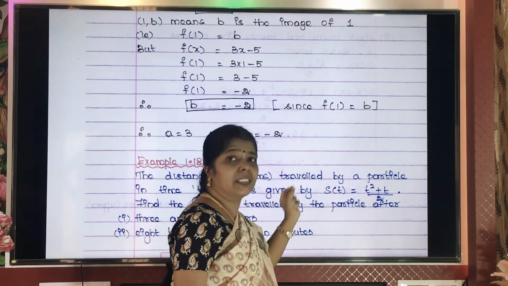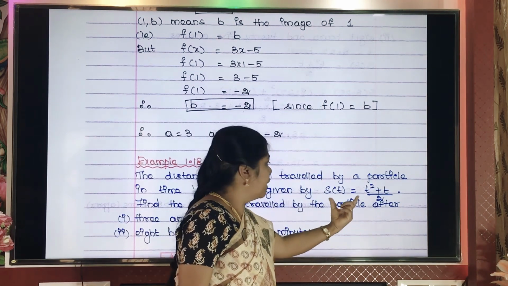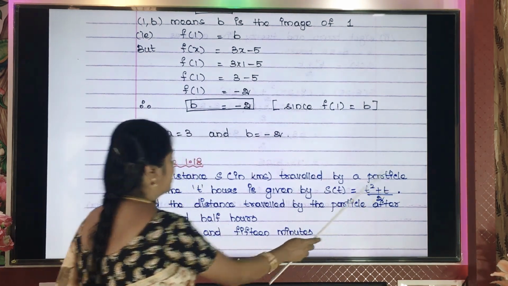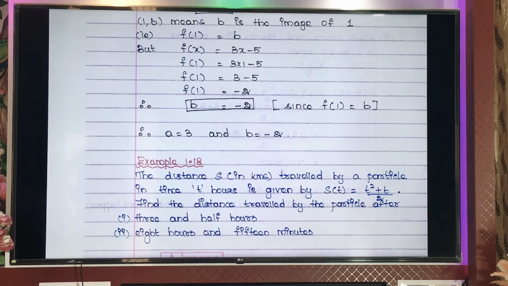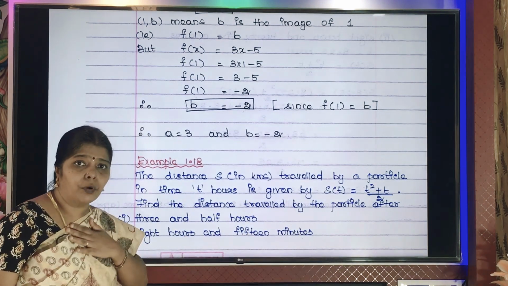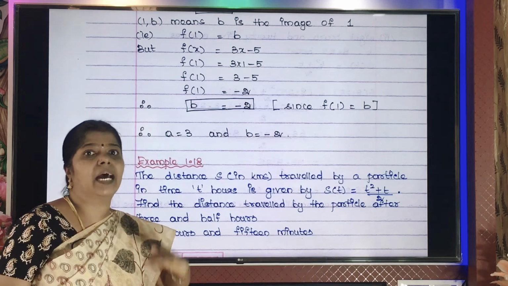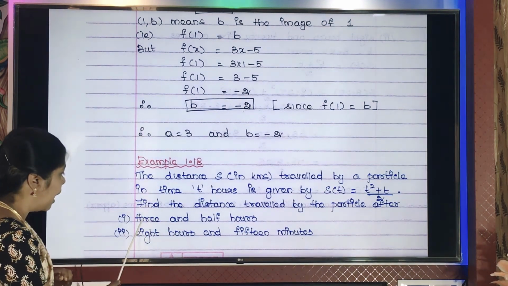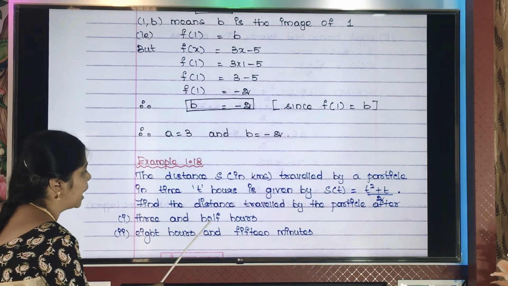So, with that distance and the time, they have given the function as s of t is equal to t square plus t by 2. Now, the question is, find the distance travelled by the particle. We are supposed to find the distance travelled by the particle after 3.5 hours.